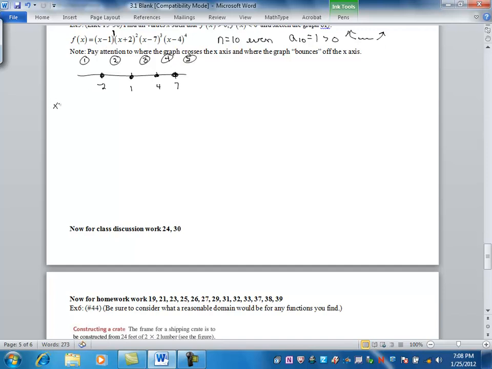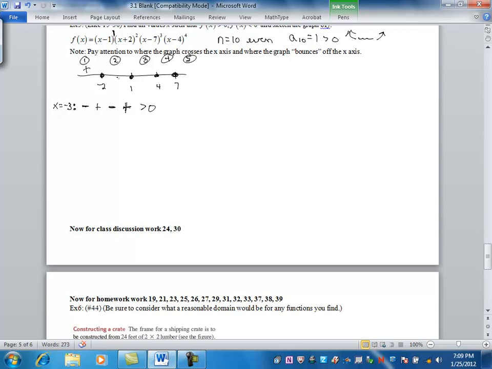And so if x equals negative 3, alright, let's see here. We put negative 3 in. Negative 3 minus 1, that's negative. You raise that to the odd power. Negative 3 plus 2 squared, that's going to be a positive. Negative 3 minus 7, that's a negative, and you cube a negative, you get a negative. Negative 3 minus 4, that's a negative, and you raise a negative to the 4th power, you get a positive. So here, to the left of negative 2, our graph is positive.